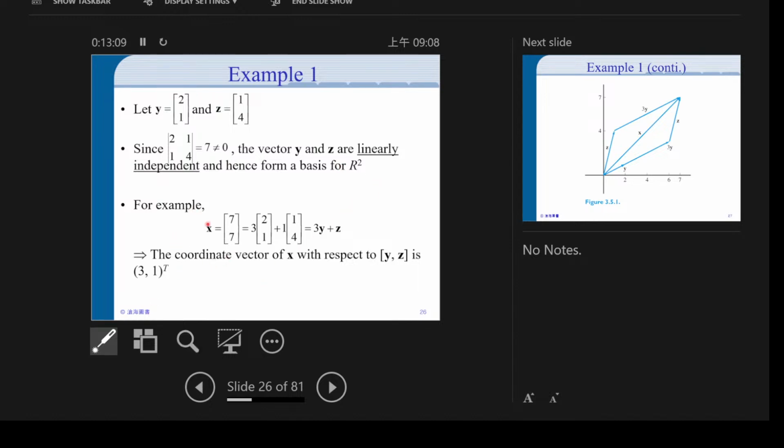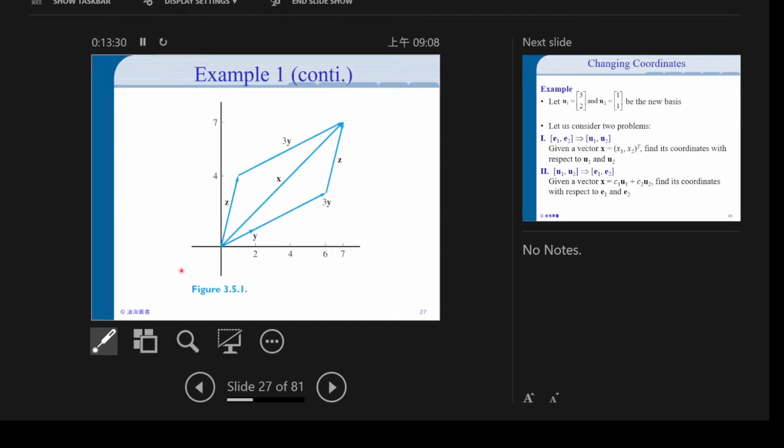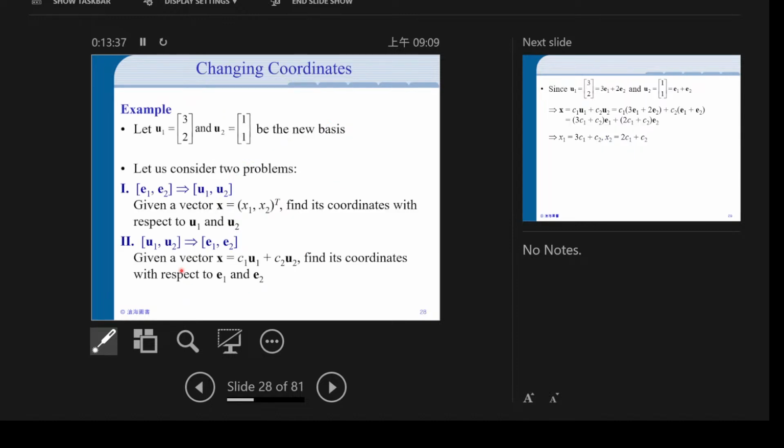And as we say, we can have some vector x being maybe (7, 7), and we see that it is a linear combination of y and z. Here the coefficients are 3 and 1, and so this (3, 1) is the coordinate vector. We have seen the geometry here. So that's the idea of the coordinate vector. Now let's talk about change of basis in R2.